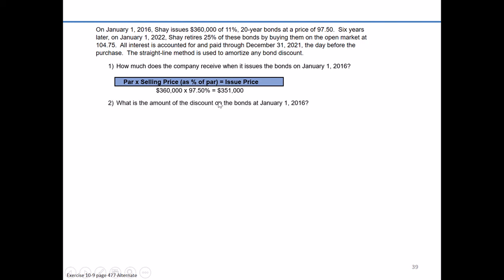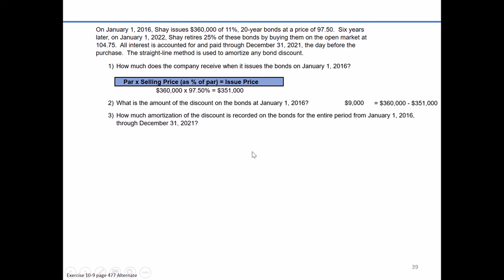The next part asks us, what is the amount of discount at January 1st, 2016? It's pretty easy to calculate. Take the par value of 360,000, subtract the issue price, or amount of cash they received on January 1st, of 351,000, and that gives us a total discount of $9,000. So that's one more step toward our answer.